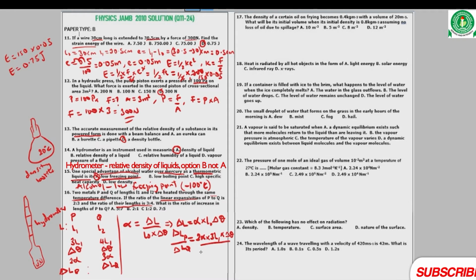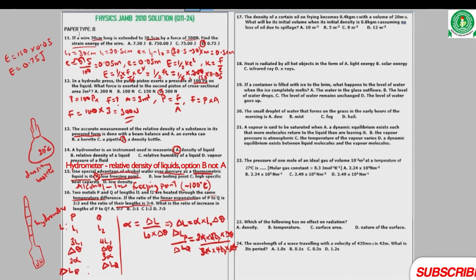all over 3 alpha multiplied by 4L1 here under Q, multiplied by change in theta. So now let's cancel. L1 cancels L1. We have 3 here, which also cancels this 3.